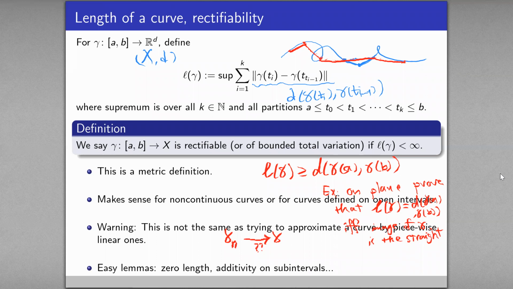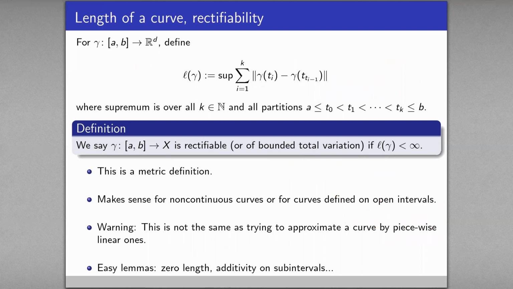Next are some easy observations. For example, the length of gamma can be 0 only if gamma is a constant curve, which means its image is just one point. That follows from this inequality here. As soon as you have two distinct points, you take a two-point partition, and that gives you a positive number. Additivity over intervals says that the length of the curve from A to C, plus the length of the remaining part of the curve, which is gamma restricted to C to B, add up. If you add the two, you get the full length of gamma.